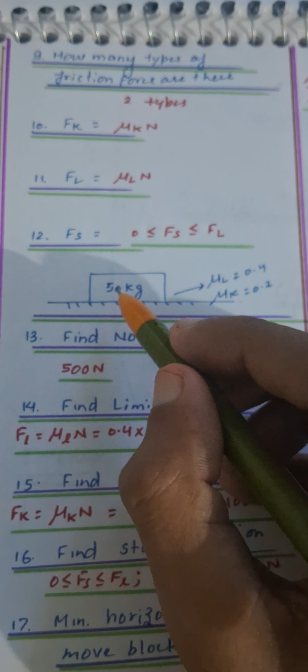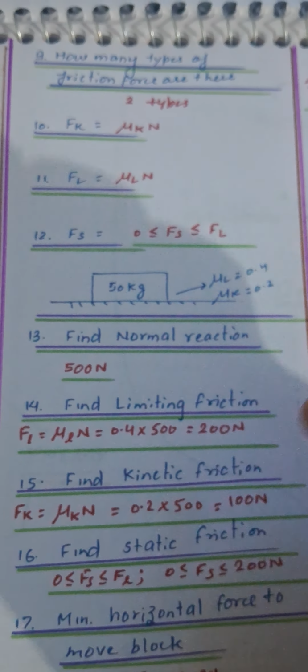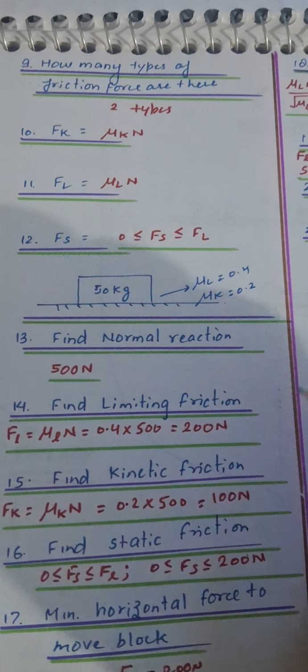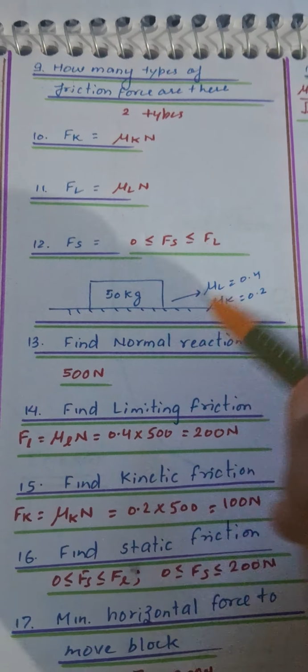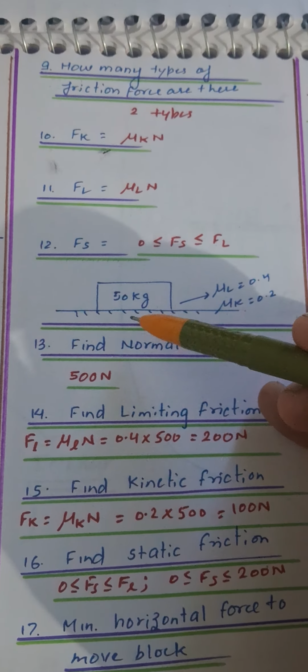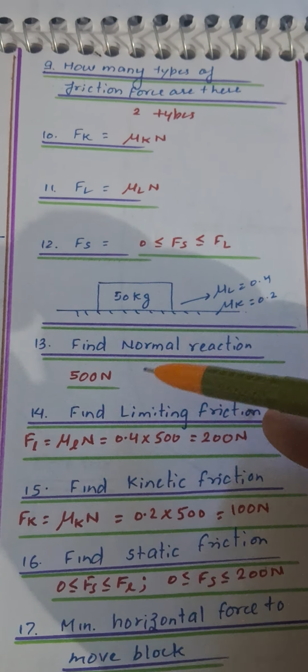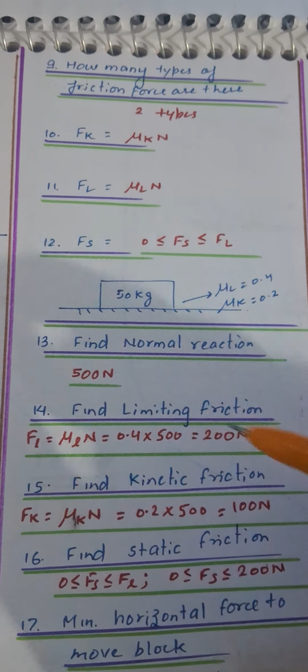Then we have another question. A block of mass 50 kg is placed on rough ground as shown. Coefficient of limiting friction is 0.4, kinetic friction is 0.2. First question is the normal reaction. If we draw the FBD, 500 will be downward, N will be upward, and the net sum will be 0. So N minus 500 equals 0, which gives us normal reaction as 500.